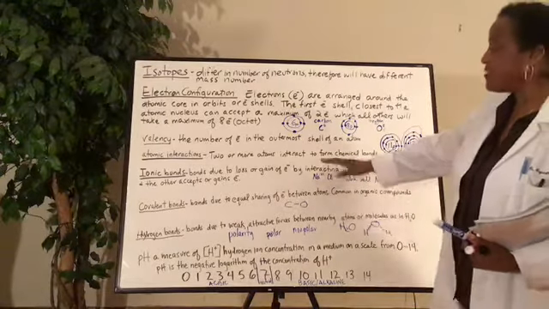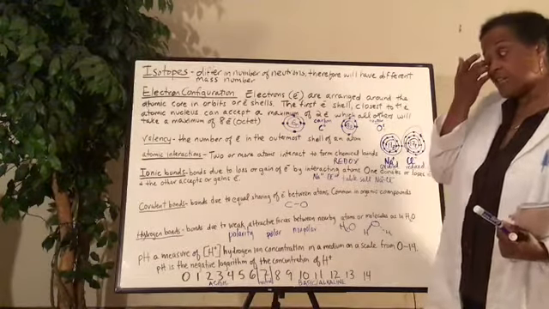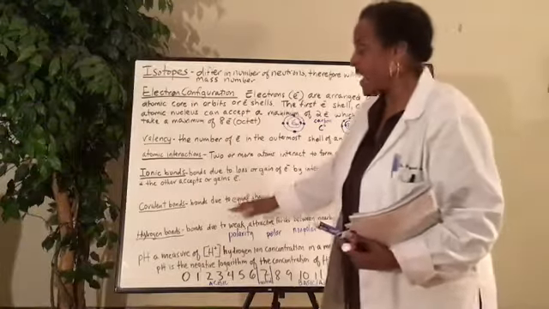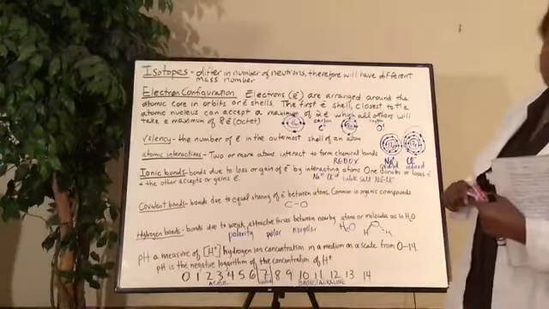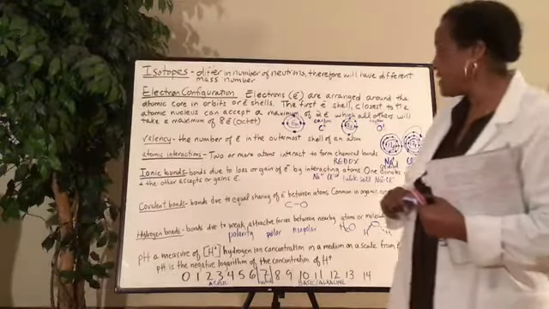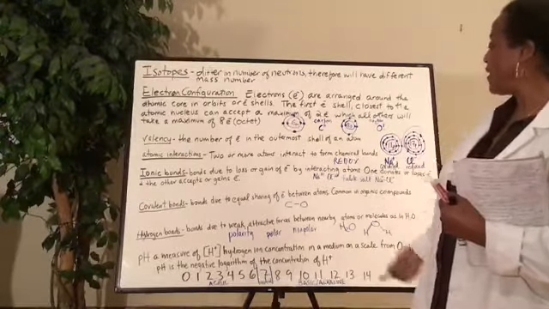So this will give you at least an introduction into the types of bonds that we're going to be discussing: ionic bonds, covalent bonds, and hydrogen bonds, and the differences between them.